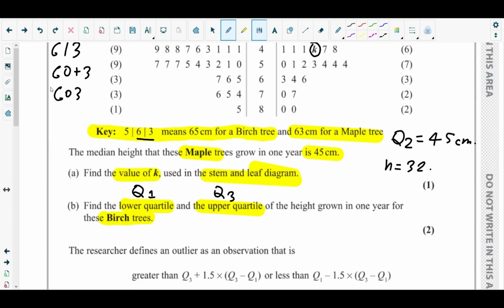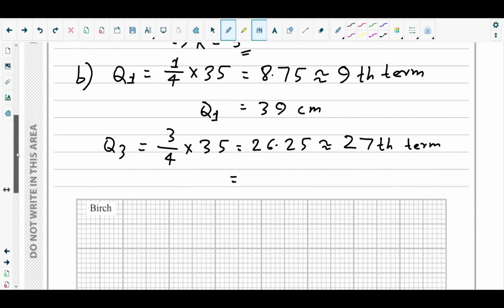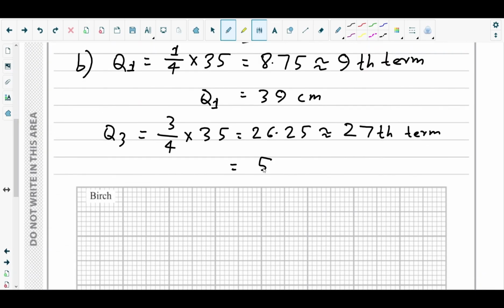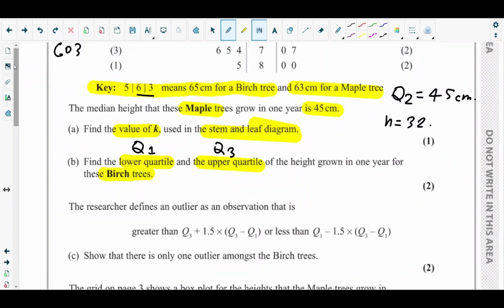So the 27th term is what? Let's look for the 27th term from the stem and leaf diagram. The 27th term is basically 2, 8, 10, 19, and then 28. So the 27th term is what? This one is the 27th term, right? Just before the 28th term. Yeah, so this is 57. So we got the upper quartile, that is 57 centimeter. That's it. So the lower quartile is 39, the upper quartile is 57. Done. Next.